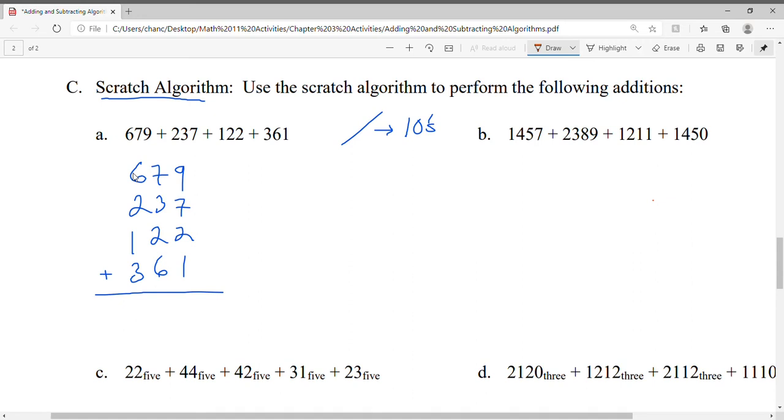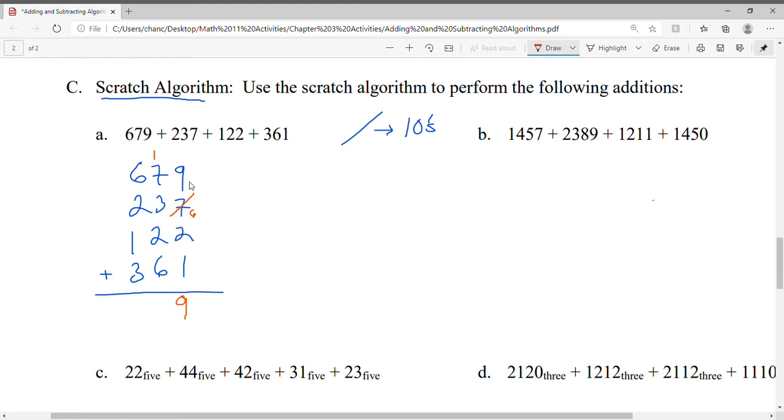Now let's use the scratch method. Each scratch represents a 10 because we're talking about base 10. So let's add 9 plus 7, that's 16. So let's put a scratch and put a little 6 on the right side. This represents 16. 6 plus 2 is 8. 8 plus 1 is 9. We don't need another scratch because it's less than 10. So we'll bring down the 9. Since we have one scratch, we'll have to carry a 1 over.